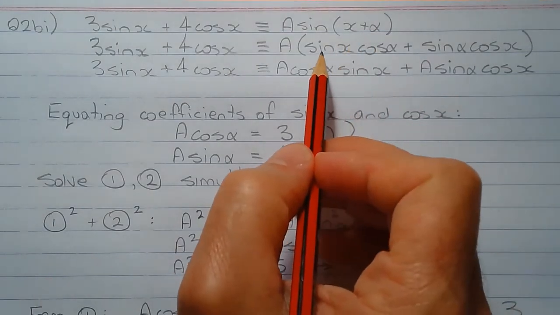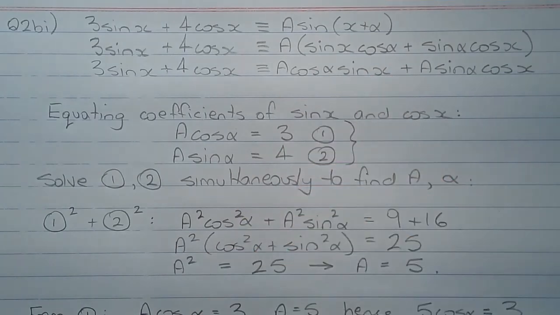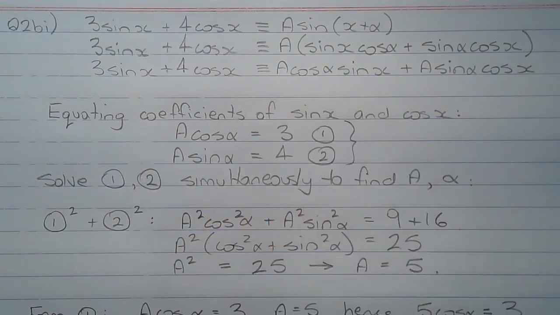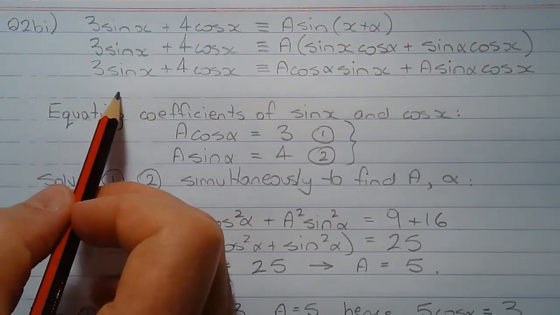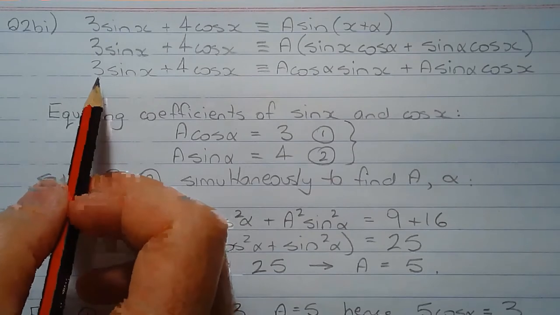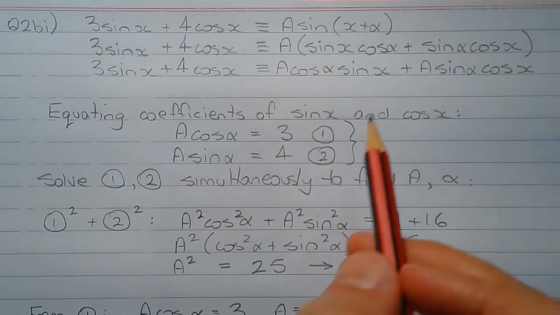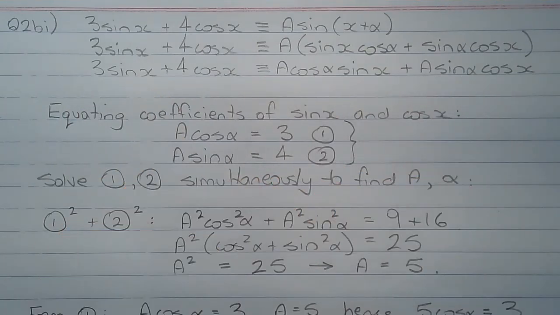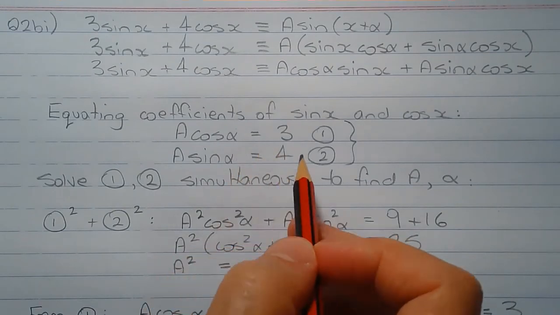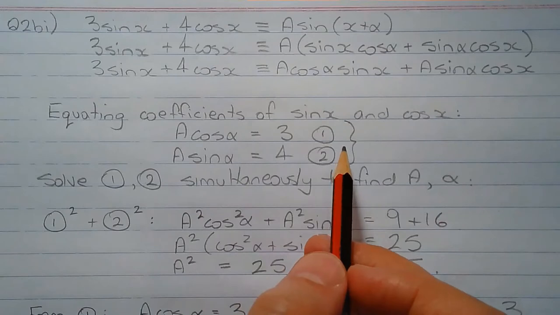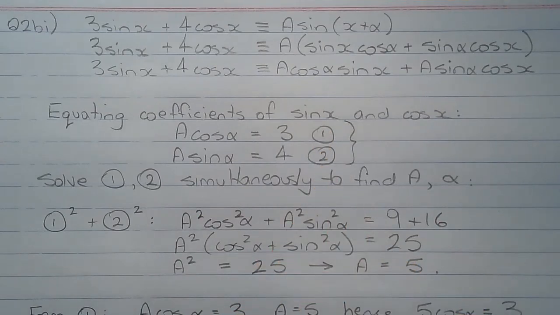Notice that I've switched the sine x and the cos alpha around, which will make equating coefficients of sine x and cos x a little bit easier. So the next step is to equate the coefficients of sine x and cos x. The coefficient of sine x on the left-hand side is equal to the coefficient of sine x on the right-hand side. So a cos alpha must equal 3, and a sine alpha must equal 4. I've written these as two equations: a cos alpha equals 3, a sine alpha equals 4, called equations 1 and 2 respectively.